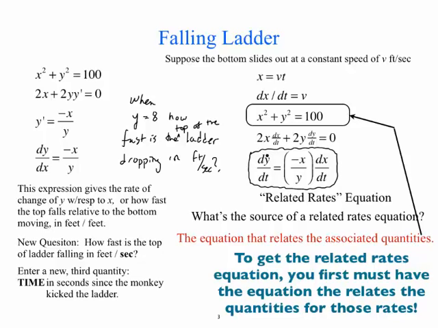So in order to find dy dt, we need to know what x is, we need to know what y is, and we need to know what dx dt is. Do we have all that stuff? What is x when y is 8? We found that it was 6 before, right?